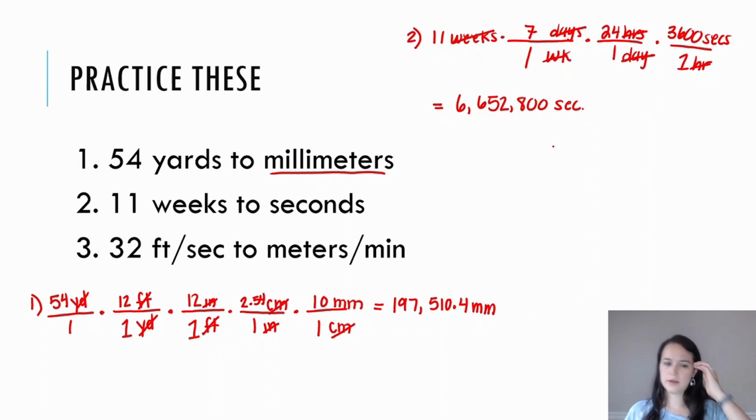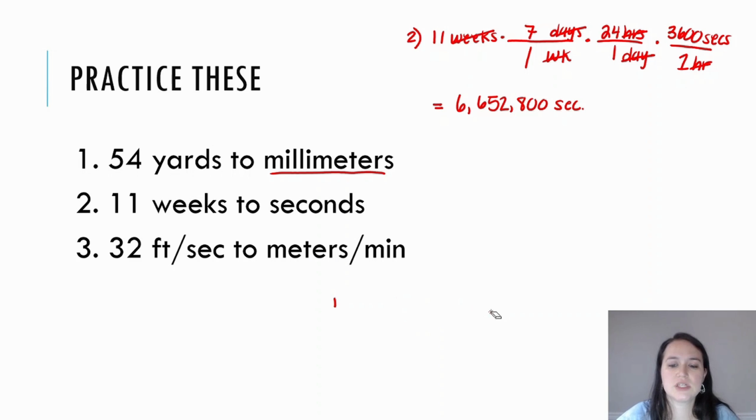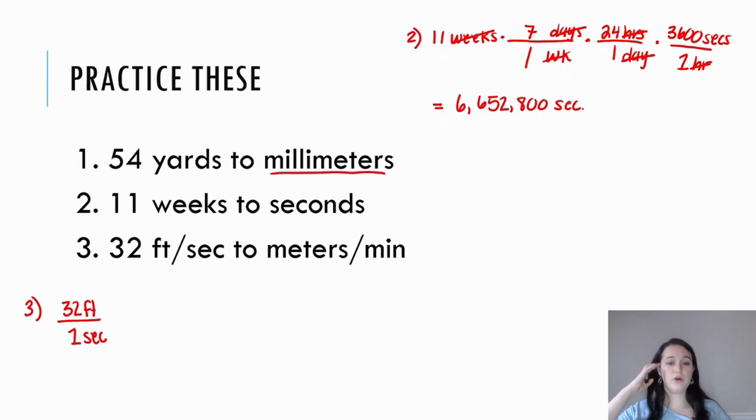All right, I'm going to erase number 1 so that I don't accidentally cover up my face, or you won't be able to see it because my face is in the way. So we are going to go to 32 feet per second to meters per minute. So that's a double conversion, 2 things to convert here. 32 feet per second. All right, and you can choose what you want to convert first. Do you want to convert the feet first, or do you want to convert the seconds? I'm just going to start with the top just because it's easier for me to do. Or easier for me to remember. Okay, I did the top, so I'm going to do the bottom.